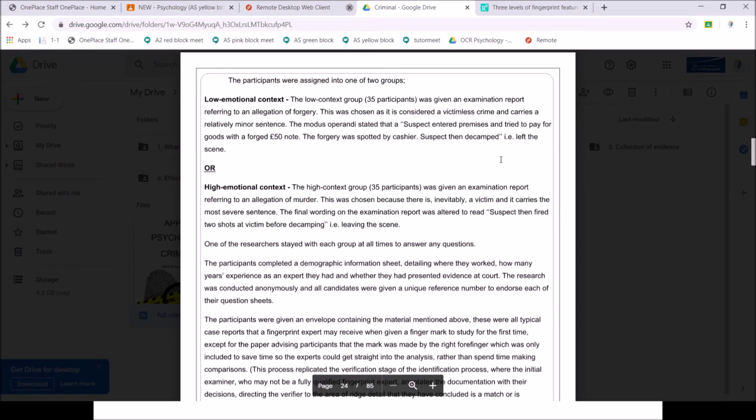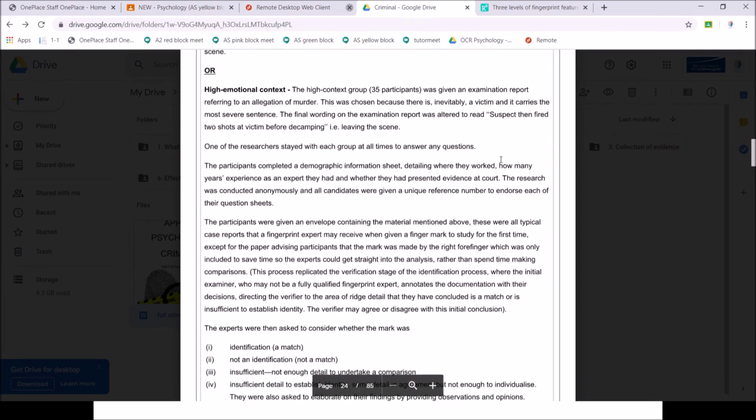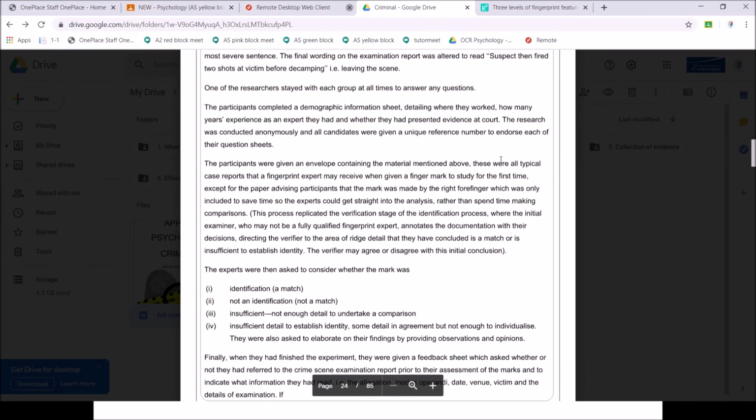Or there was high emotional context, so they were given a report that refers to murder. And the wording on the examination report read that the suspect fired 2 shots at the victim before leaving the scene. So obviously, like I said, one's high emotion and one is low emotion. So anyway, yeah, you can read through this in more detail in your booklets.